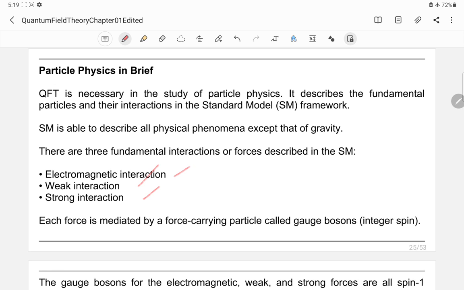Each force is mediated by a force-carrying particle called a gauge boson, which has integer spin. The electromagnetic interaction is mediated by the photon, which is massless. The mediating particles of the weak interaction are the W and Z, and these are massive. For the strong interactions, you have the gluons. There are 8 gluons.